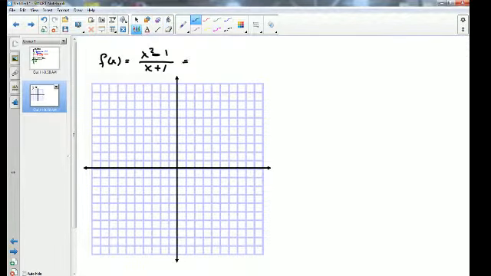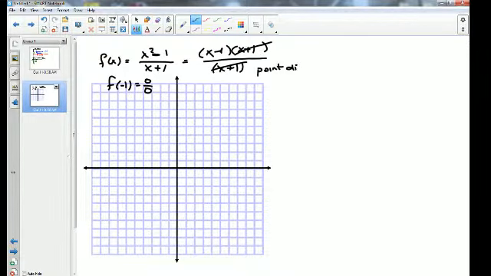With this function, factor the top. Remember how to factor that? Into two binomials. Then it would just be x plus 1, x minus 1. Now, what do you notice? Those cancel out. That tells me there's a point discontinuity.